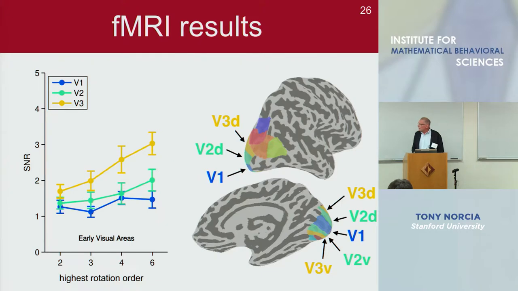And so here is SNR as a function of highest rotation order. If we look at V1, it's perfectly flat. V2 maybe has a little bit of response. It's actually not significant. V3 very clearly, though, has a parametric dependence on rotation order. So we thought this was pretty striking because you're already up to 11 by the third visual area. It didn't take you until very far into the visual system to code this very high level structure, maximum regularity already available to you in the third visual area.